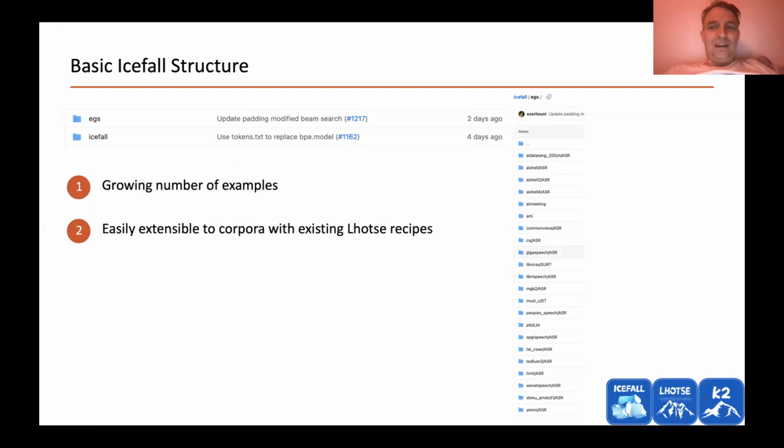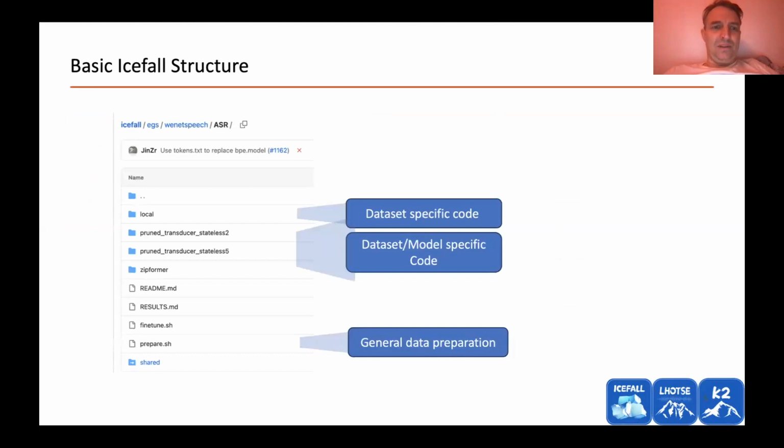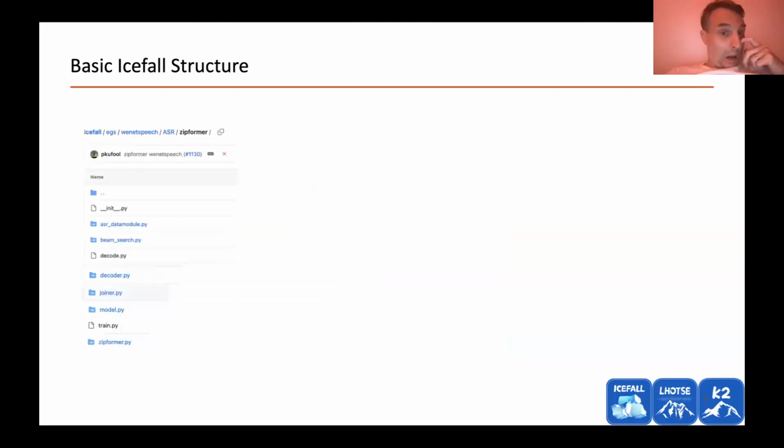Icefall is just a simple Python repo that has a small library and several dependencies. It depends on K2 and Lhotse. And if you go into one of the recipes, WenetSpeech, for example, it's got some data prep code that's shared, I think, in local, and then it has several different specific recipes. Like our latest one is the Zipformer. I'll go into that later.